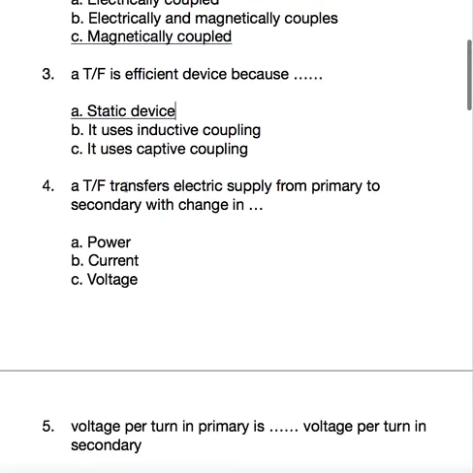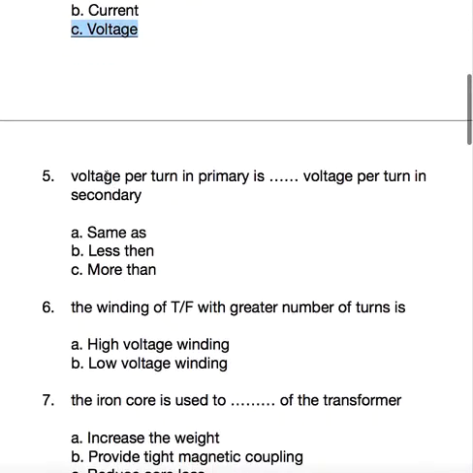So a transformer, TF means transformer, the short form. A transformer will transfer electric supply from primary to secondary with a change in dash. As we know, a transformer will step up and step down only the voltage, not the power, not the current. As the voltage increases, the current decreases, depending upon the load on the secondary side of the transformer. So the transformer will only change the voltage, not the power and other stuff.